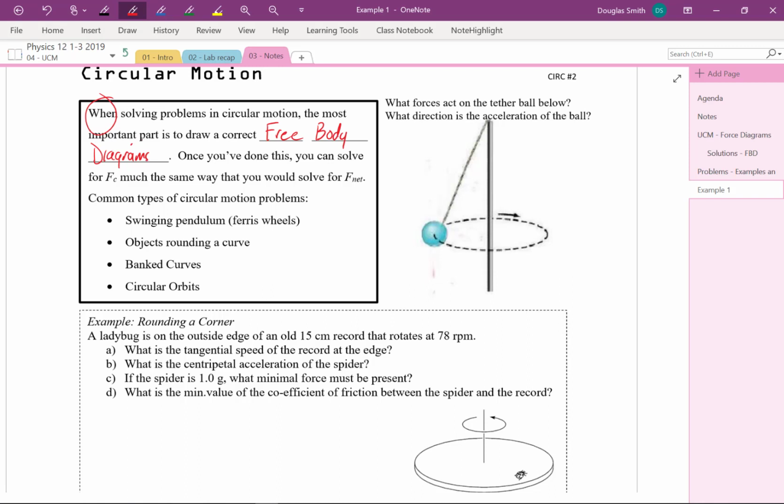F equals ma. And like we had in our notes before, there are a couple of examples of different types of circular motion problems. Swinging pendulums, objects going around a curve, so that's like the turntable question. Banked curves, probably won't do that this year, it's kind of complicated. Circular orbits we'll do for sure. We had a question like this in the force diagrams, I'm just going to go through it once again.